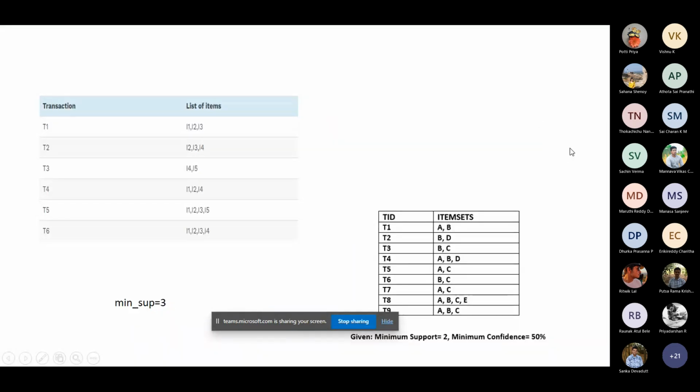This one. This table. Here, don't take minimum confidence. It is not required in Apriori. This one.